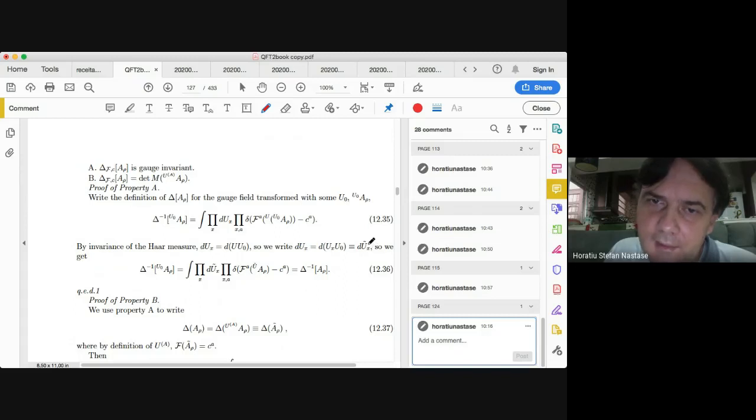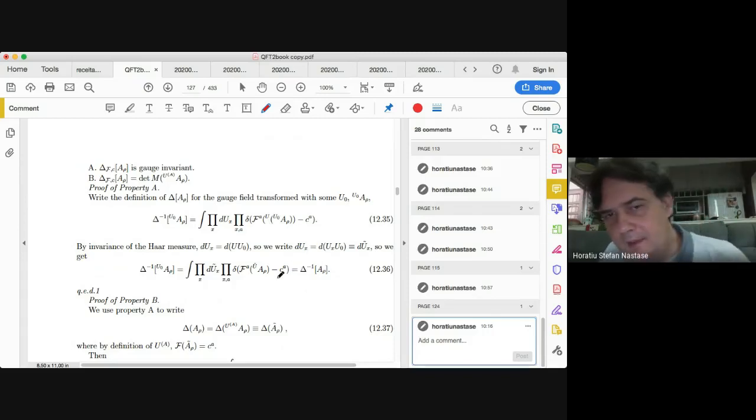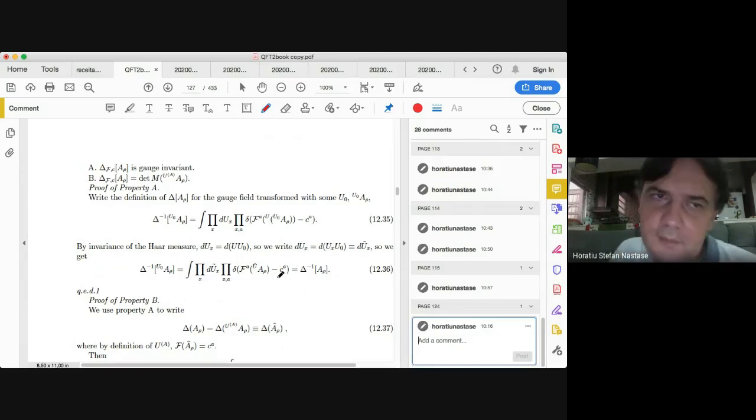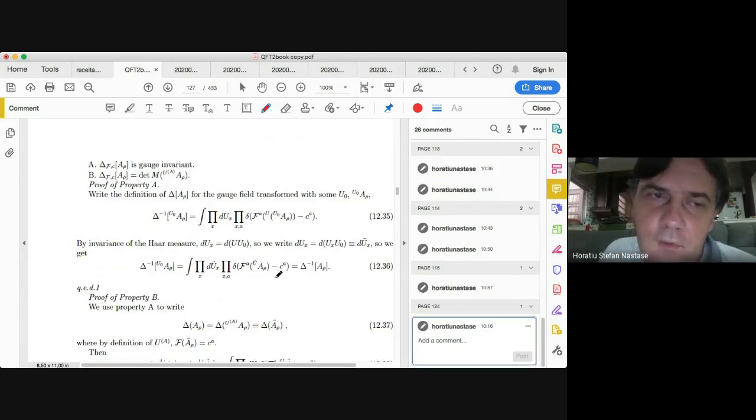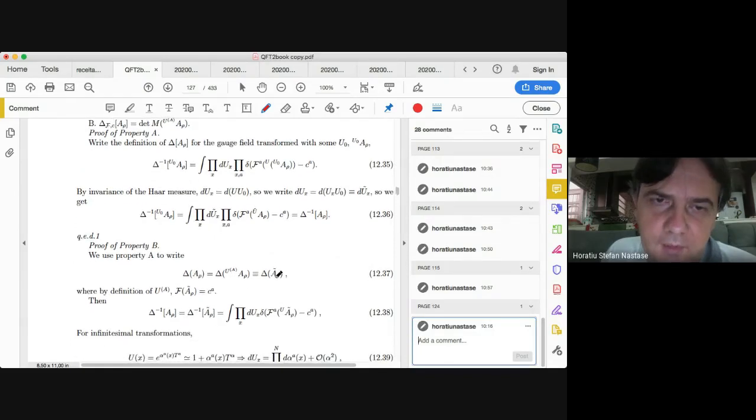All right, and then let me define as U tilde this U times U_0. Then I have the same transformation, the same function in here in terms of U tilde. So you see that delta minus 1 of A transformed by U_0 is equal to delta minus 1 of A. All right, so property 1 is kind of very simple. Property 2 is a bit more complicated.